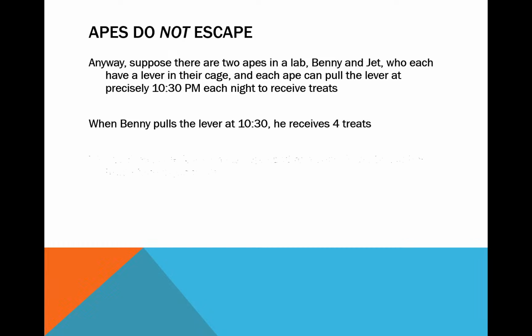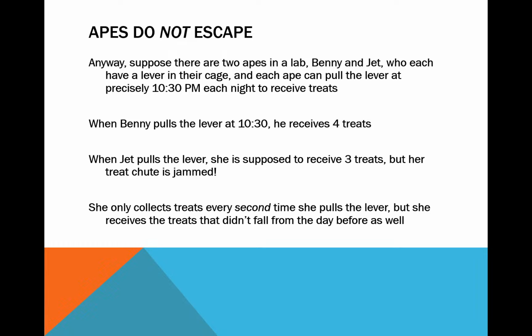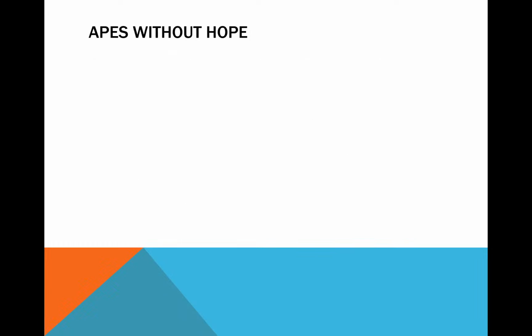The next night. Now, when Jet pulls the lever, she's supposed to get 3 treats, but her treat chute is jammed. She only collects treats every second time she pulls the lever, but she receives the treats that didn't fall from the day before as well. So if she pulls it, clunk, clunk, clunk, nothing comes out. But the next day, she pulls it, clunk, clunk, clunk, and how many come out? 6, precisely so. So this is where we're going to end today, and I just want you to think about this, and we're going to start tomorrow with this.